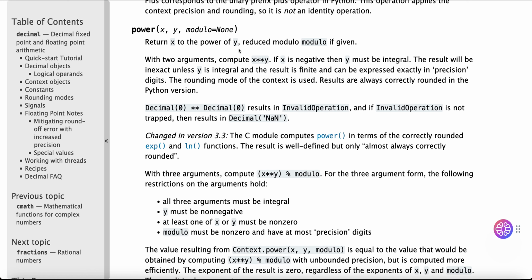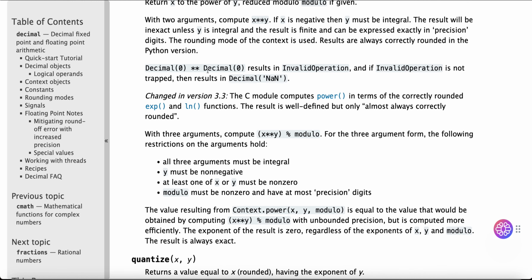Return x to the power of y, reduced modulo if given. With two arguments, compute x**y. If x is negative, then y must be integral. The result will be inexact unless y is integral and the result is finite and can be expressed exactly in precision digits. The rounding mode of the context is used. Results are always correctly rounded in the Python version.